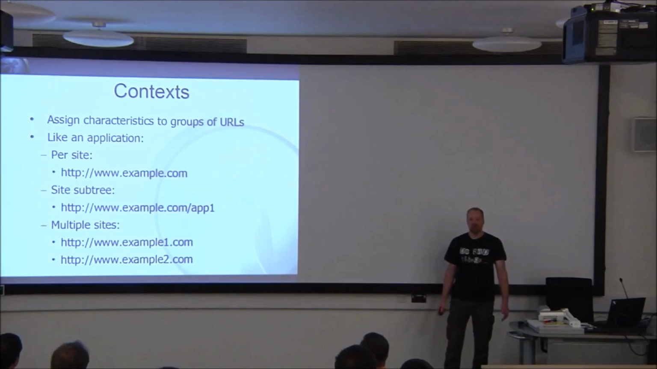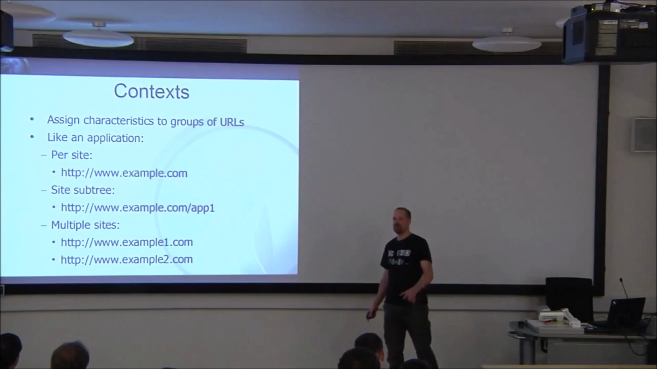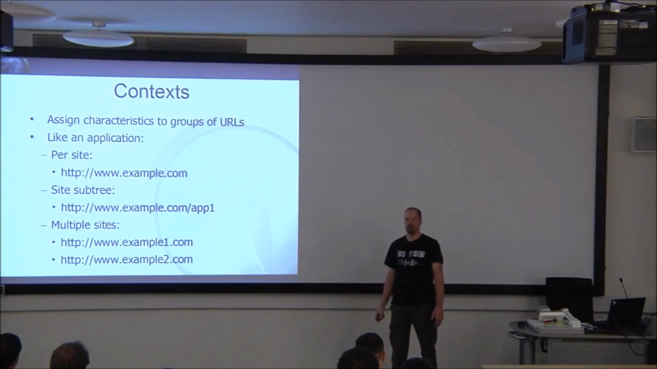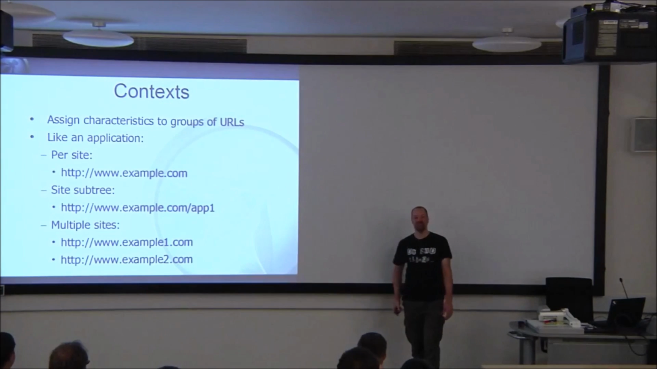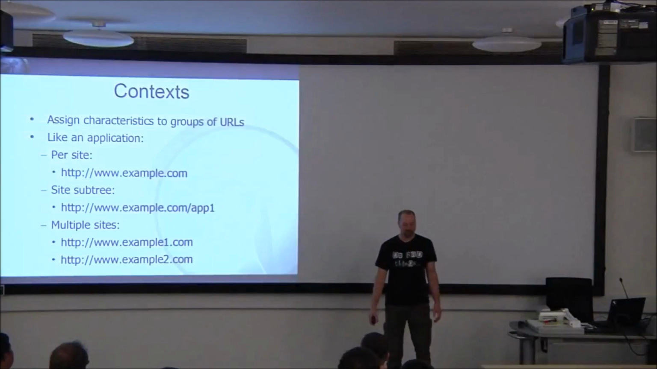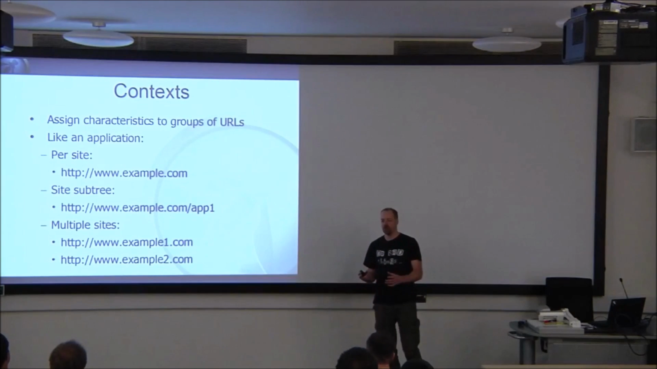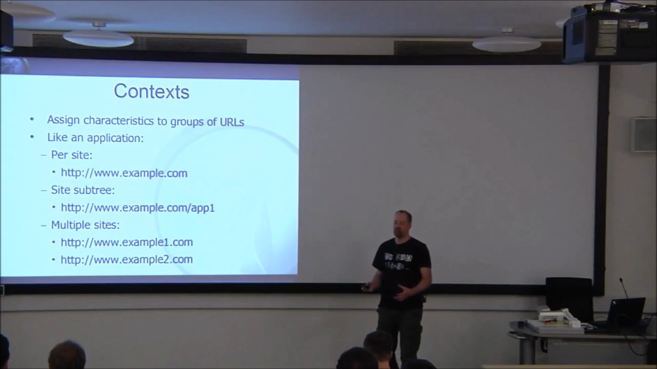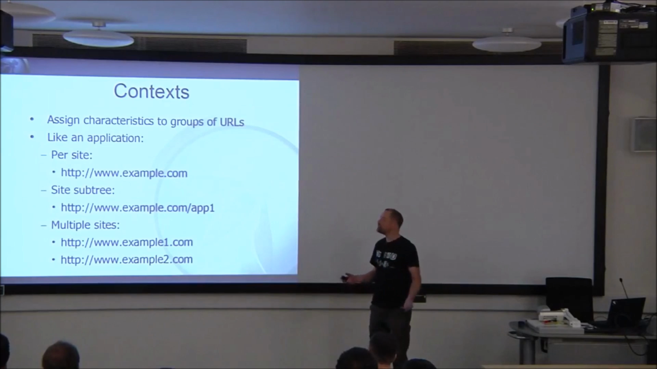So the first thing is contexts. Of you here using ZAP, how many of you have actually used contexts? No one. I thought somebody might have. That's why I'm doing this sort of talk. So contexts are, strictly speaking, just sets of URLs. They're intended to define different parts of the application, or applications themselves, if you like.